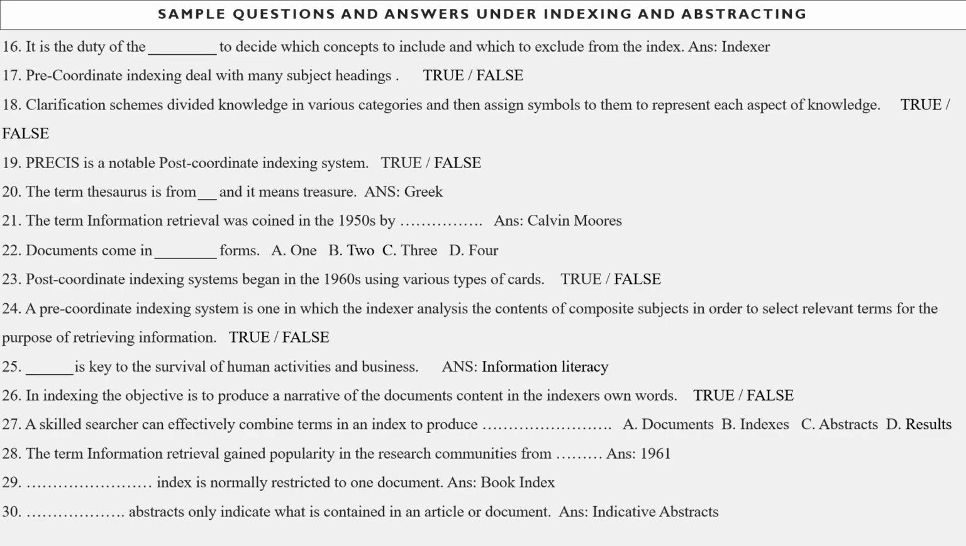The name is there. You can see documents come in dash forms. So question number 22, documents come in two forms. Documents come in two main forms, which is the textual, like books and journals, and non-textual, like photos, videos, or recordings.